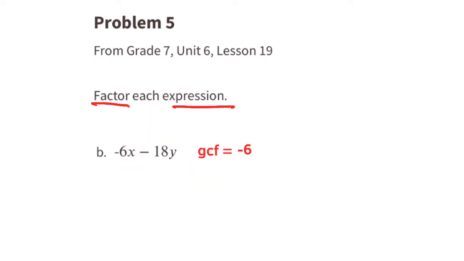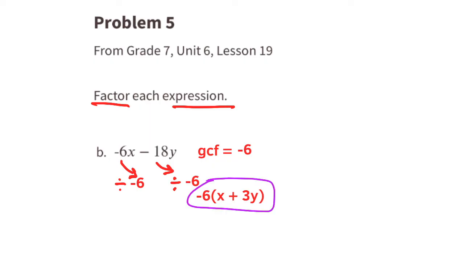B. The greatest common factor is negative 6, so we can put negative 6 on the outside of the parentheses. Negative 6x divided by negative 6 is positive 1x, or x. Negative 18y divided by negative 6 is a positive 3y. So the factored expression reads negative 6 times x plus 3y.